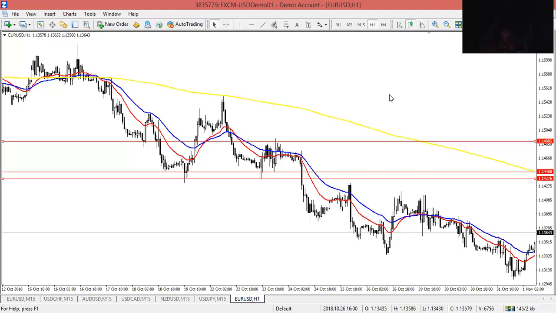The question I want to ask you: this demo platform, is it moving the same way the real market is moving? It's the same thing, there's no difference. The only thing that could differ is the spread.